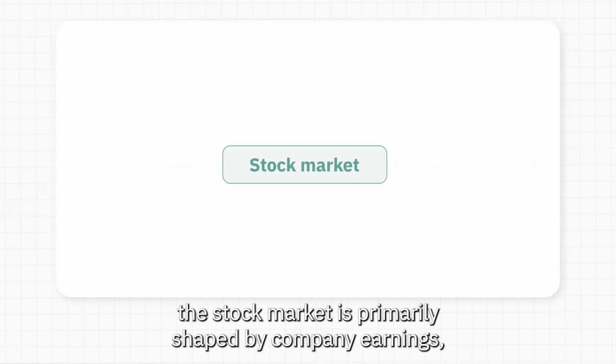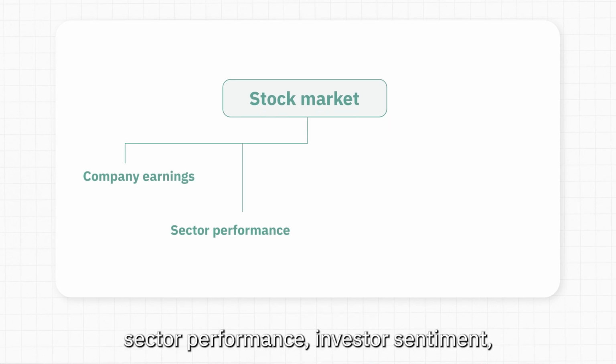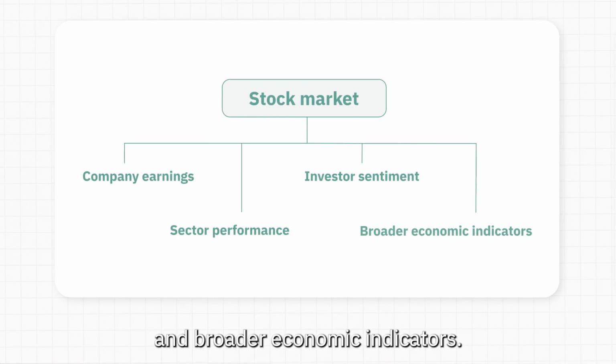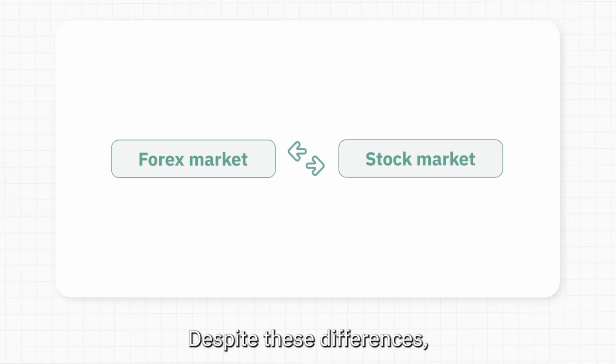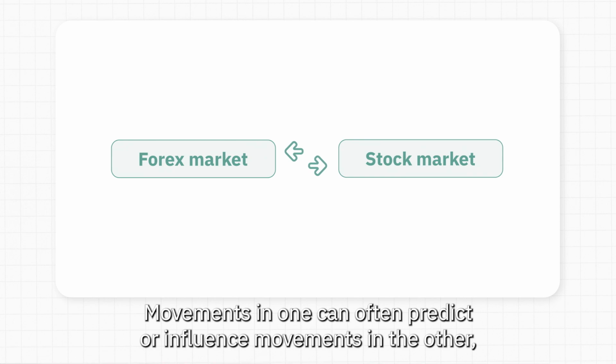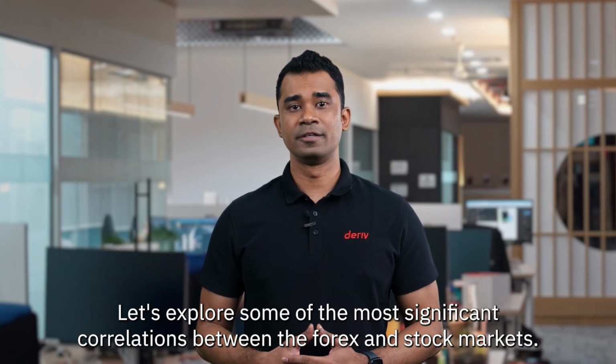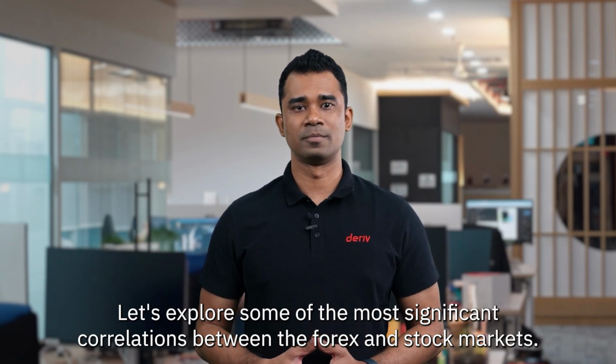In contrast, the stock market is primarily shaped by company earnings, sector performance, investor sentiment, and broader economic indicators. Despite these differences, the two markets are deeply interconnected. Movements in one can often predict or influence movements in the other, creating both opportunities and risks for traders. Let's explore some of the most significant correlations between the Forex and stock markets.